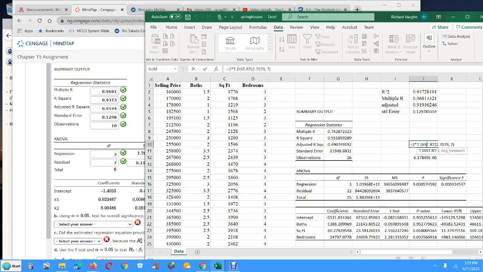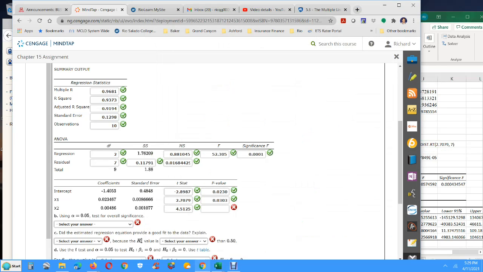And the only reason I'm using the RT here is because I have a positive t-value. I'm computing the area to the right and then doubling it, as opposed to in the intercept case, I had a negative t-value, so I used the left tail and then doubled it, which means I just left off the RT. All right, so that's how you can go about finding these p-values. Down here, we already did this in the last video.